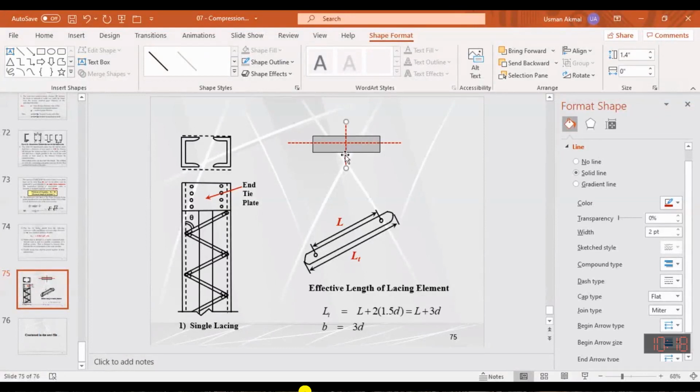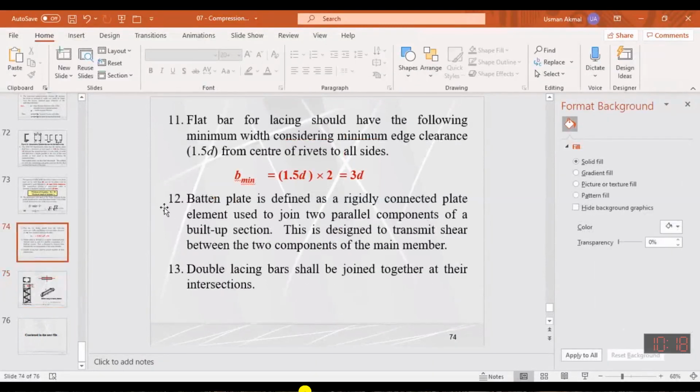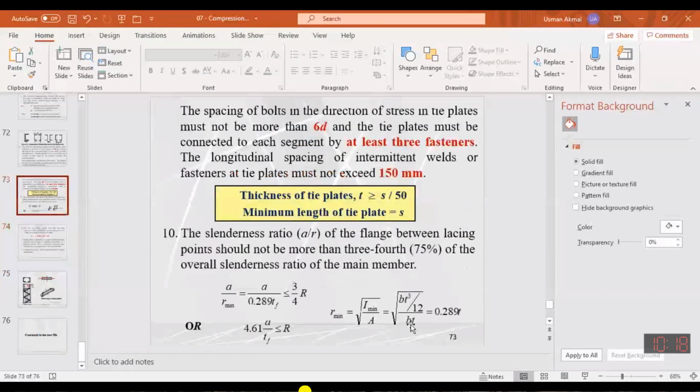So if we want to compute the moment of inertia about the y-axis, that will be the B, height will be, for example, height will be this one. So that will be B into T cube divided by 12. So moment of inertia of this plate will be equal to BT cube divided by 12. That will be I minimum.